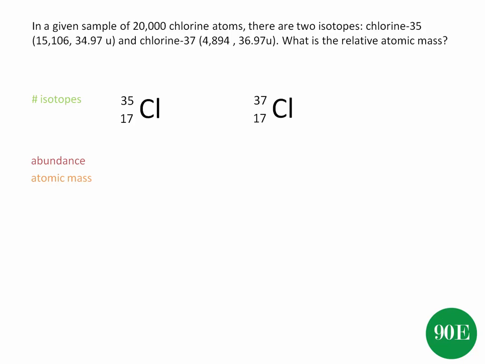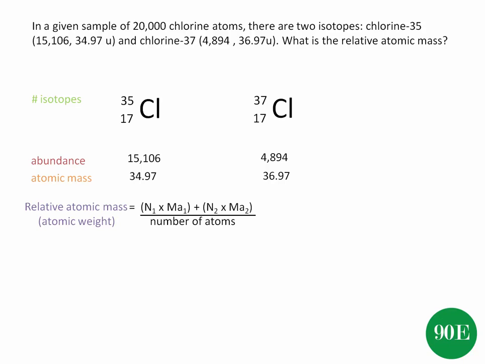We've got the 2 chlorine atoms, their relative abundance, so the number of atoms of each, and their atomic mass. You'll probably also remember from our previous video this equation here, where N1 is the number of atoms of isotope 1, or isotope 1's relative abundance, and Ma1 is that isotope's atomic mass. And then the number of atoms is the number of total atoms, so in this sample, 20,000 chlorine atoms.